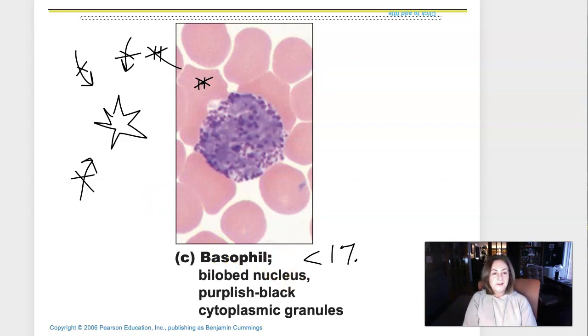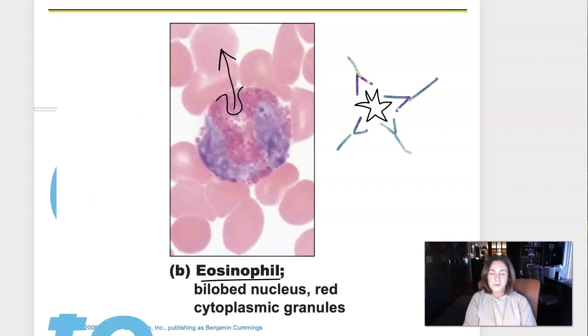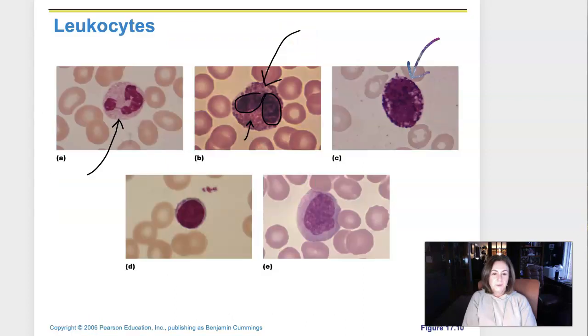So the basophil is the least common, and I'm going to jump back to the eosinophil. This one makes up about 1 to 3% of the white blood cell population. So that's also not that numerous. So taking a look at our agranulocytes, I'm going to talk about this one next.